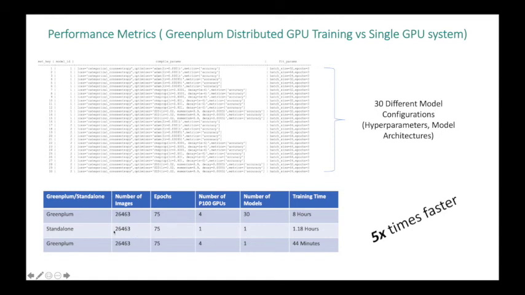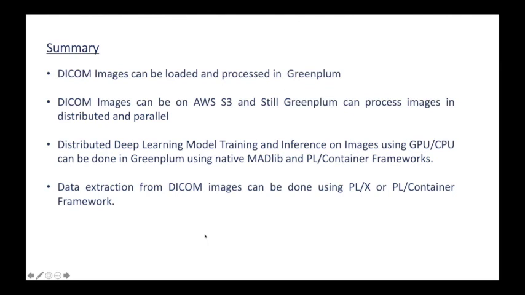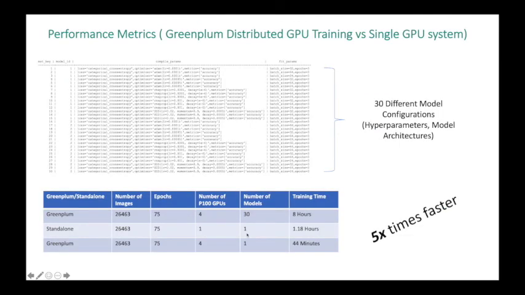Whereas standalone, if you take a single GPU system, it's 26,463 images, 75 passes over the images, just 1 GPU attached. It's not distributed processing, and one model. So it's 26K images, 75 epochs, the same number of epochs, 1 GPU because it is standalone, not distributed. Then one model took 1 hour and 18 minutes.